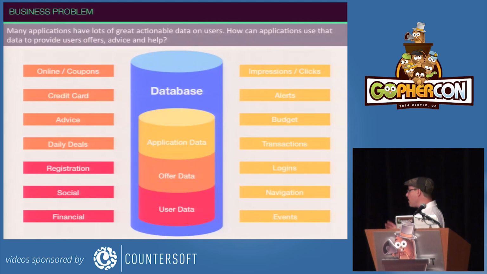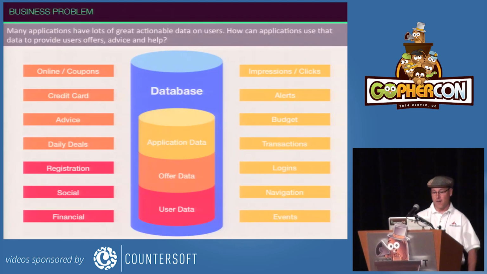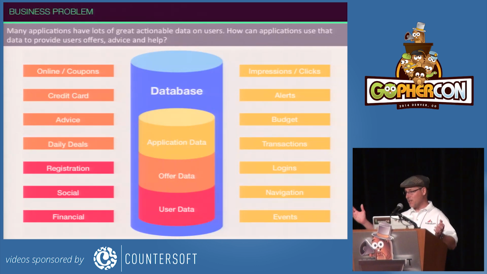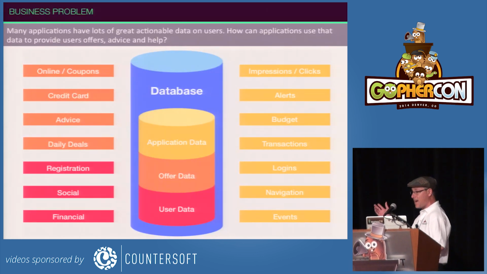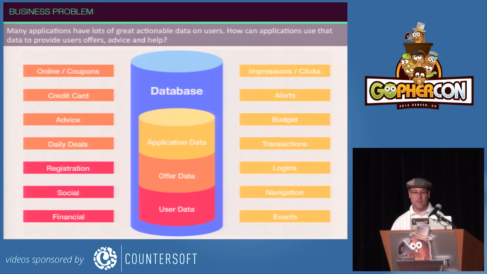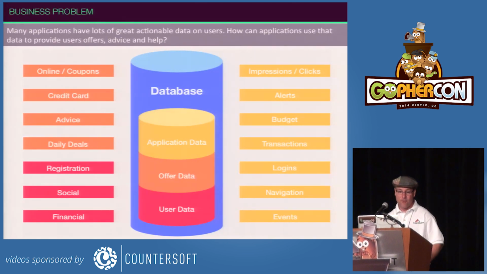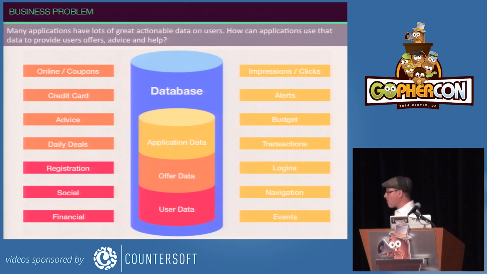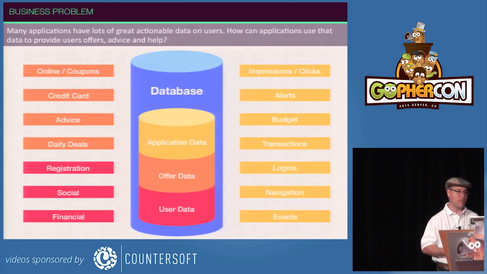So I have all of this data that we're gathering in the application. We have in red all the user data, and this is typical to most of the applications out there: registration, and we can bring in social. You saw some of the financial data that we're pulling in. The application itself generates a bunch of data: impressions, alerts, budget, transactions, things that users are doing. And we wanted to make all of that data in yellow and red actionable.